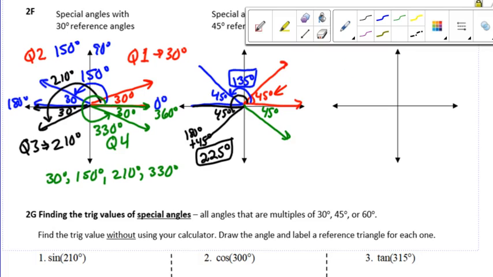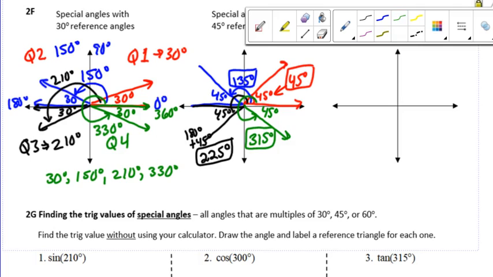And then when we get to quadrant 4, all the way around to here, this is 270 plus another 45. This is 315 degrees in quadrant 4. So those are my 4 angles for quadrants 1, 2, 3, and 4 that have 45-degree reference angles.